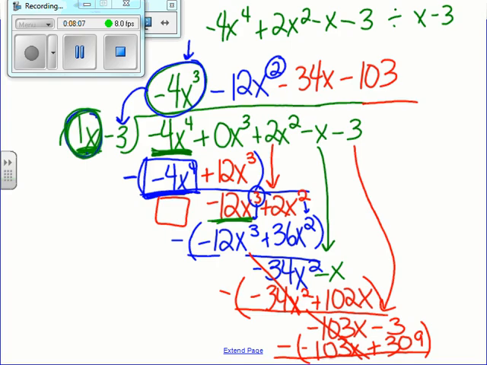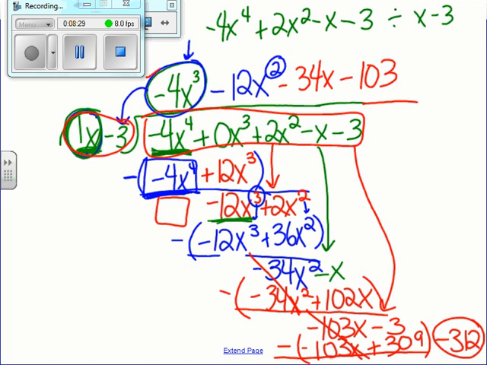And then I've got negative 3 minus 309. And that's going to end up as negative 312. This is going to be what's called our remainder. So if I was going to write this out, I would make sure that everyone understood that my answer when I divide this whole thing by this binomial is going to be this polynomial on the top with this as a remainder.